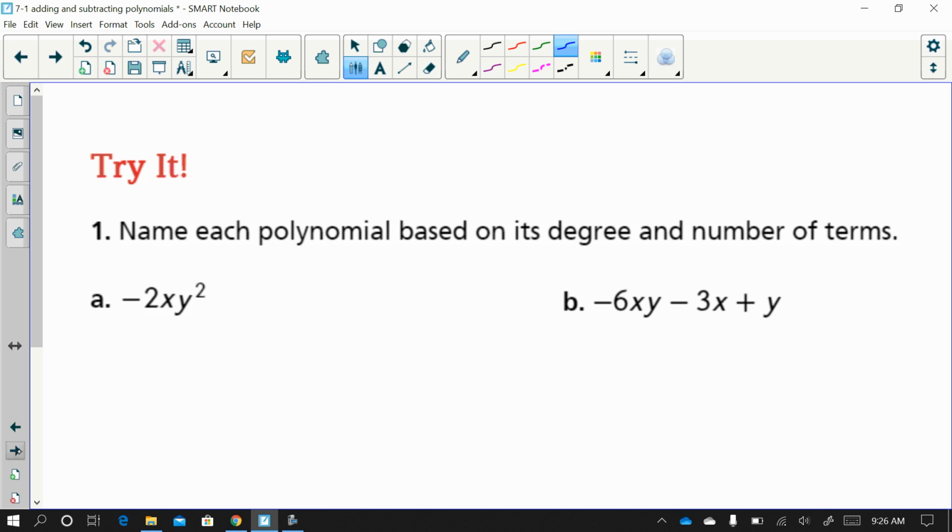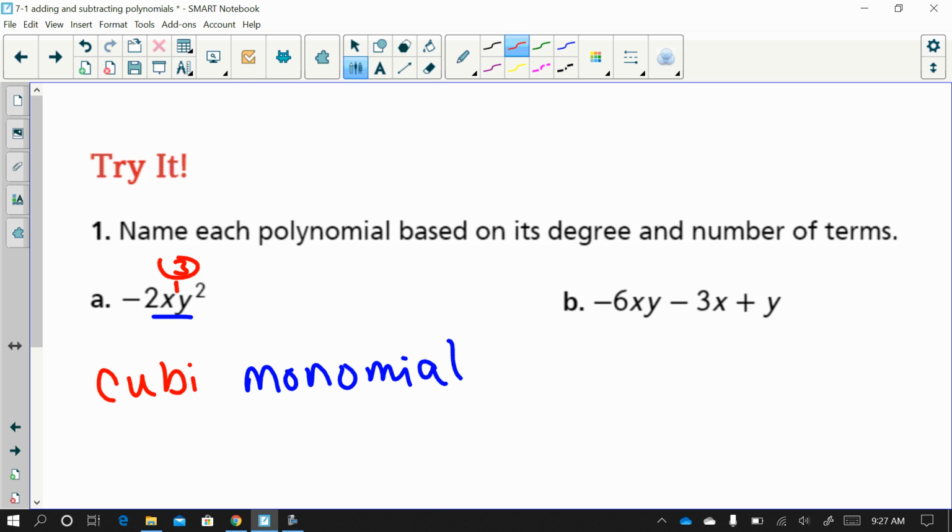So here, let's try a few. Please pause your computers and try these, and we'll go over them in just a second. Okay, we're naming each polynomial based on the degree and the number of terms. So sometimes it's easier to just count the terms first. This one has 1 term, so we call it a monomial. And then if I look at the degree, I have exponent of 1 and 2. 1 plus 2 gives me 3, so that is cubic.